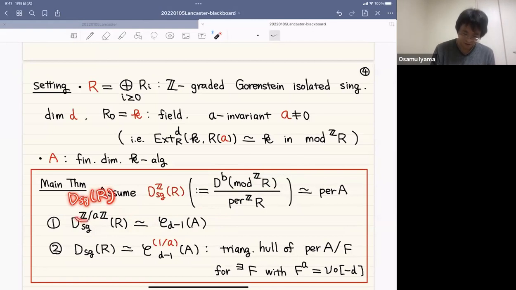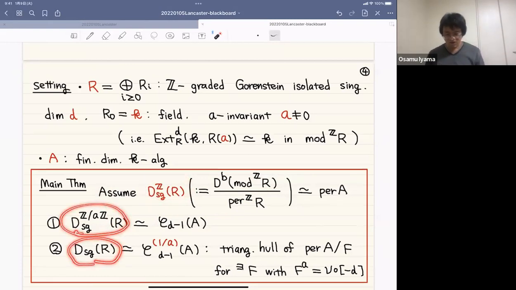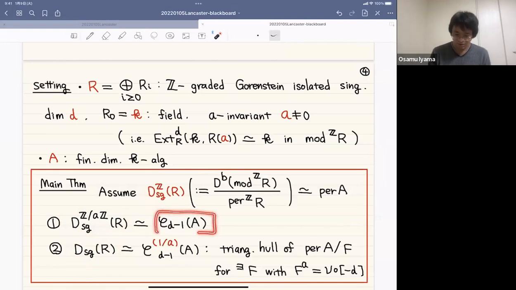There's some difference by this finite group, but it is much closer to the original singularity category, compared to the G-graded singularity category, and it is equivalent to the cluster category of A. And moreover, one can also get a similar equivalence for the ungraded singularity category. But it is equivalent to not precisely the cluster category, but a certain Z over AZ covering of this cluster category. Oh, sorry, Z over AZ quotient of this category.